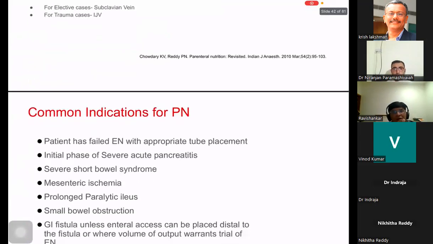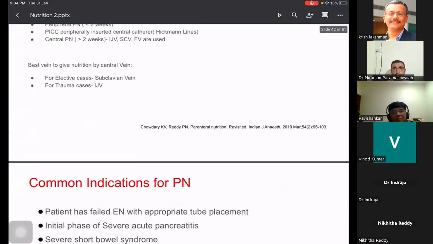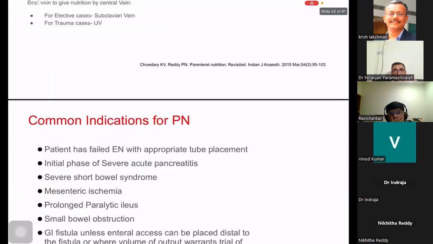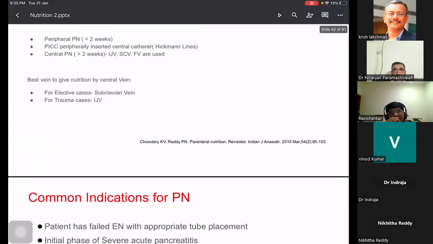See, you're wrong. There's Hickman line is not a PIC line. Hickman line or central line. Okay. So PIC line is different. Hickman lines are central lines. Okay. Okay. Right. I think he has put it for central catheter. He has clubbed them both. Yeah.